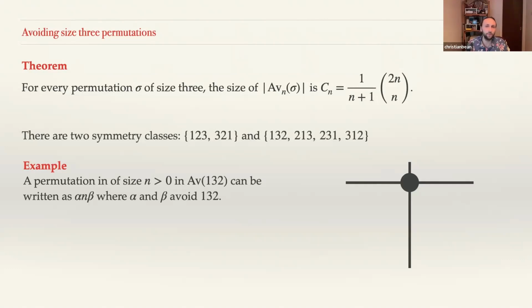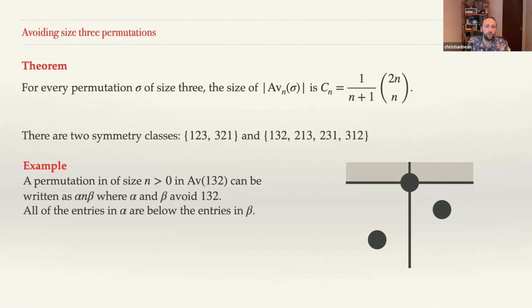I can isolate where this maximum element is, and I'll put these gray boxes to say that there are no points above that point. Okay, well then, what would an occurrence of 1, 3, 2 look like? Well, the points must be in this order, so this is something that must be forbidden. So that tells me that all of the points to the left of the maximum must appear above and to the left of the points on the right. So we must have this picture here, where we have the alpha on the left above the beta on the right.